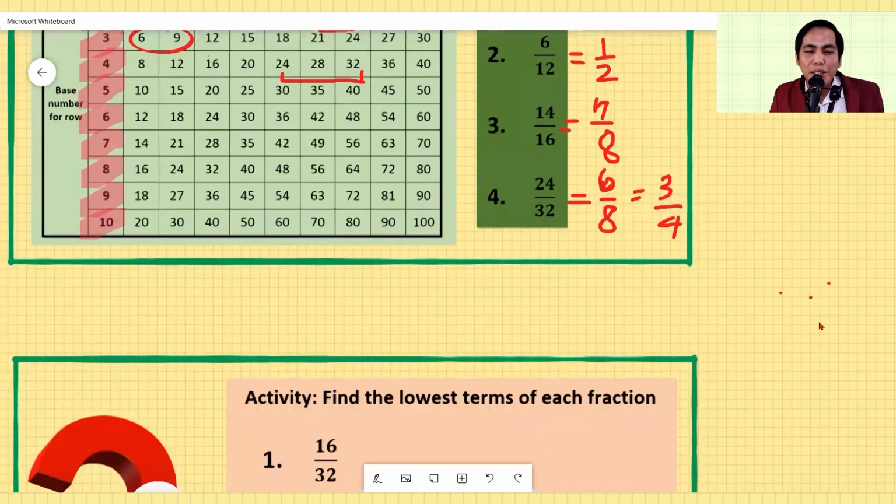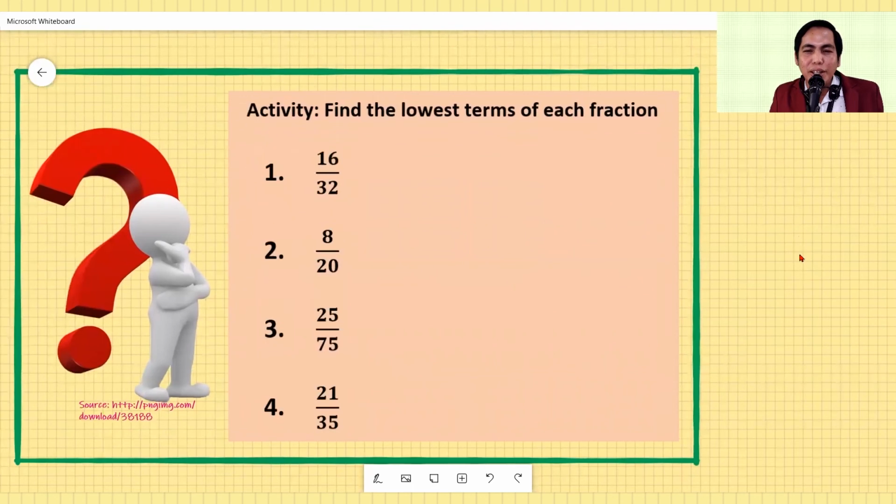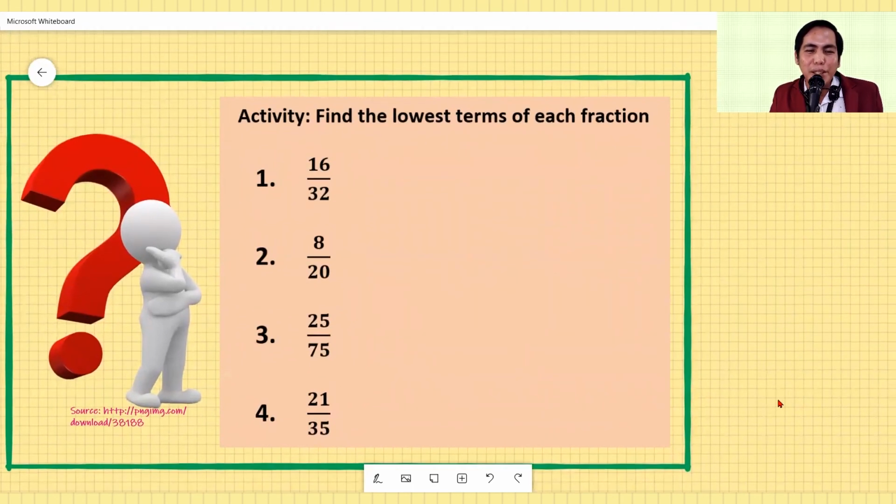All you have to do is to identify the lowest terms of the given fractions. Number 1, you have 16 over 32. Number 2, 8 over 20. Number 3, 25 over 75. Number 4, 21 over 35.